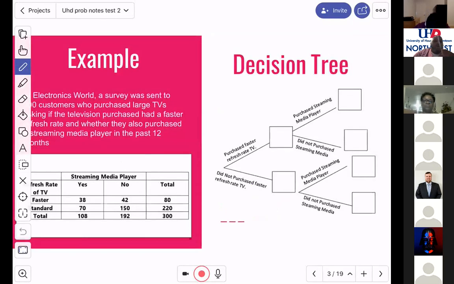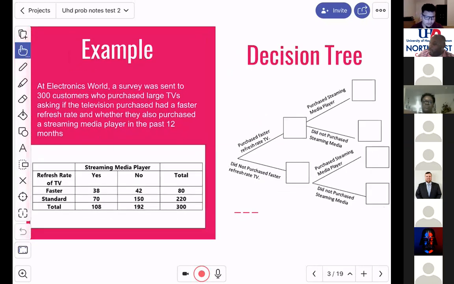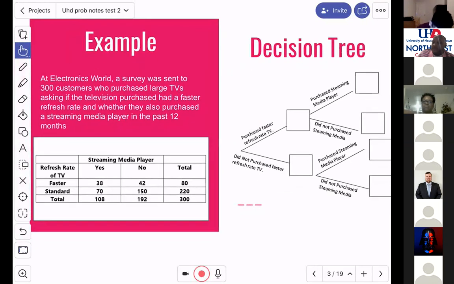The way we show this, we can use one of two methods. One method we already know is what we call our two-way tables, or our contingency tables. Some of you may just prefer two-way tables. An easier method for me, it might be for you too, is what we call a decision tree. And so here's the problem we were talking about on Tuesday about Electronics World and the TV with the faster rate and the standard rate, and if it had a streaming media player or if it didn't have a streaming media player, right?